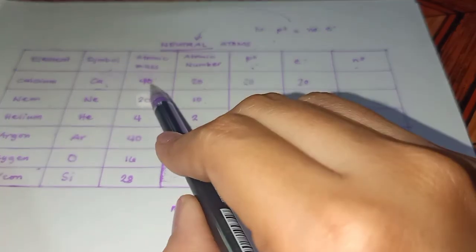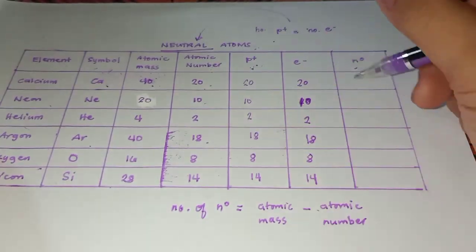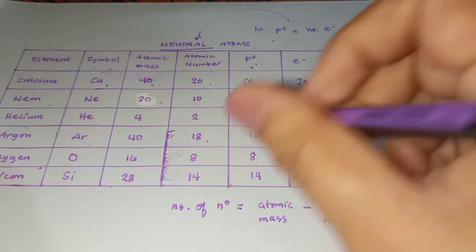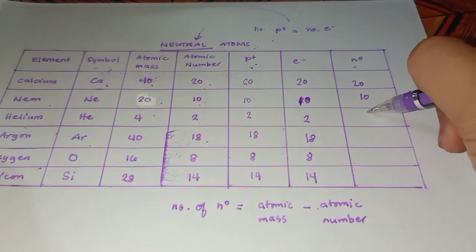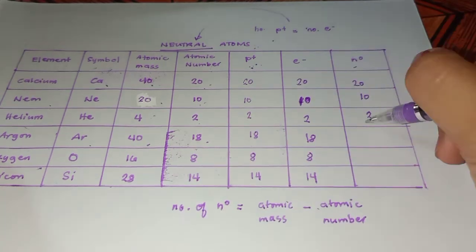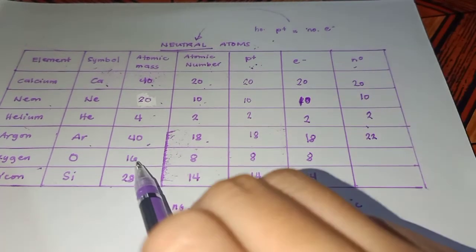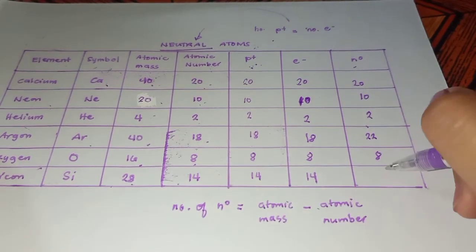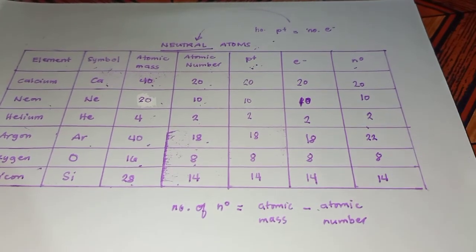Right? So for calcium, we have an atomic mass of 40. Minus 20, we'll have 20. Alright? We have 10 here. 4 minus 2, we have 2. Argon, 40. Minus 18, we have 22. 16 minus 8, it will give you 8. And 28 minus 14 will give you 14.